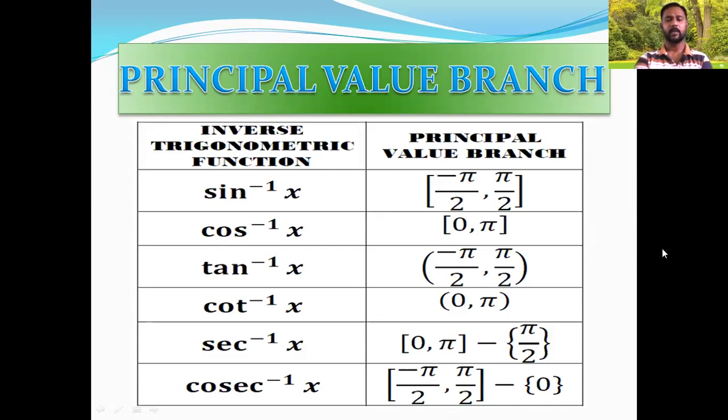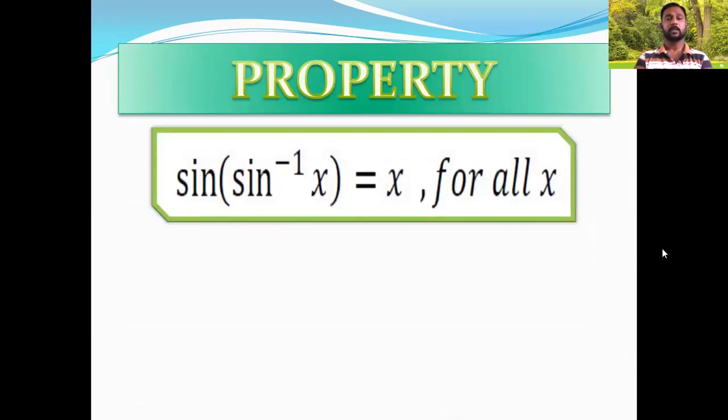Now let us see where this can be applied. The property is that sin of sin inverse x, where trigonometry is the outer function and inverse trigonometry is the inner function. You can simply cancel. A function cancels with its inverse. Sin inverse will cancel directly, resulting in x for all x.